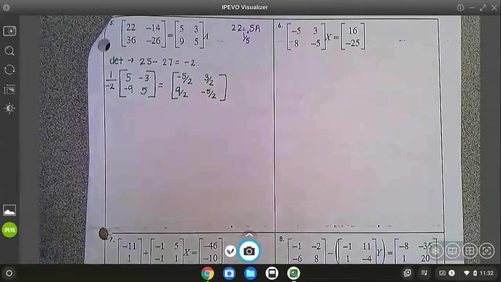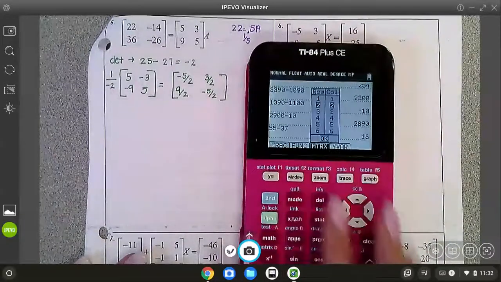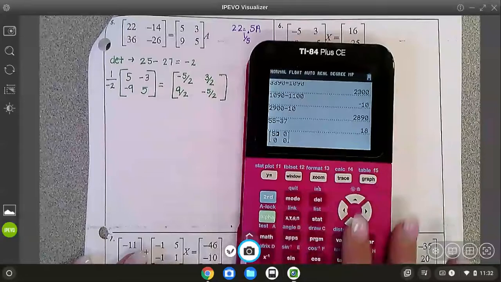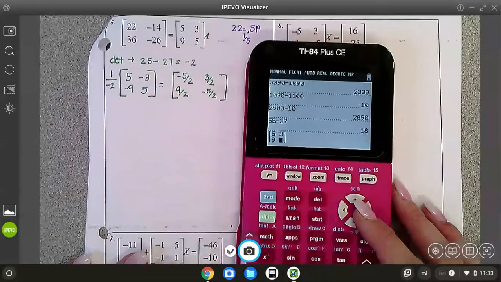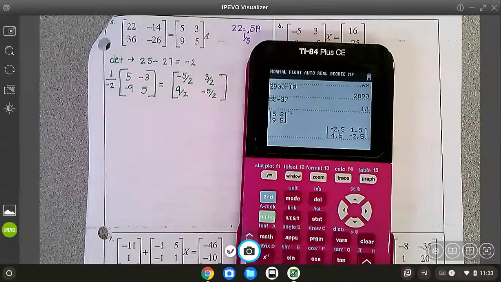Now, if we want to check to make sure we did it right, I'm going to type in the matrix. -2.5, that's -5/2. 1.5, 4.5, -2.5. So we did it correctly.